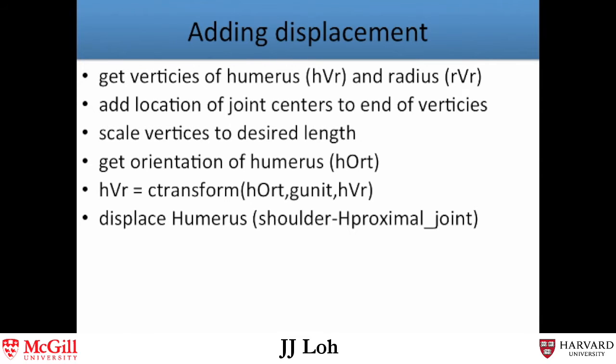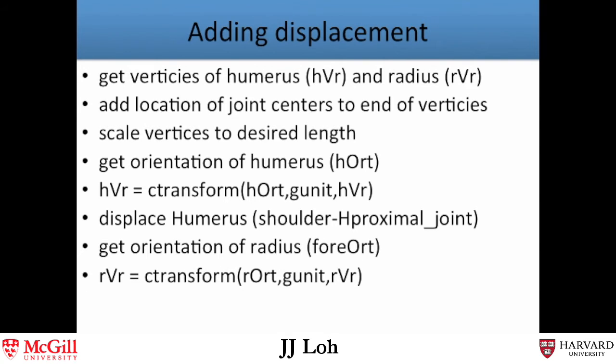7. Get the orientation of the forearm. We'll call it fore-ort. 8. Transform the vertices out of the nested fore-ort system into the global system using C-transform. 9. Get the position of the elbow by the last vertex from the upper arm.